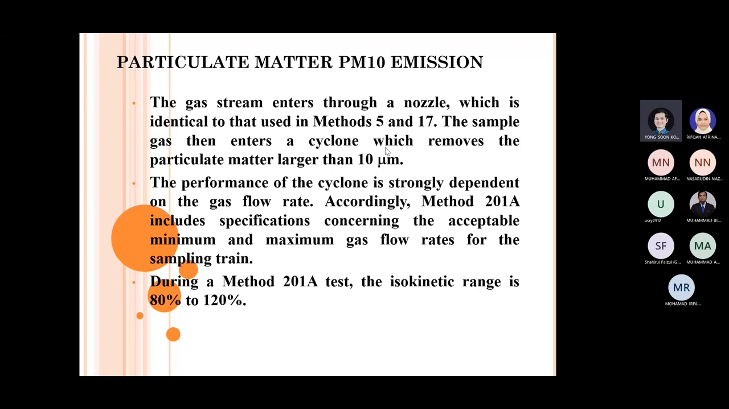So the assembly of the sampling train is more or less the same as in method 17. But the isokinetic range is also still subject to limits. It has to be sampled in isokinetic condition, in which the range can be as low as 80, not less than that, or can be up to 120. So it can be off slightly, but not too much, the isokinetic range.